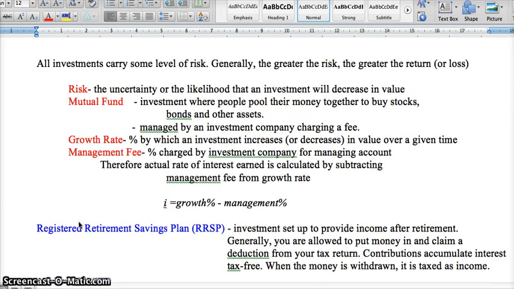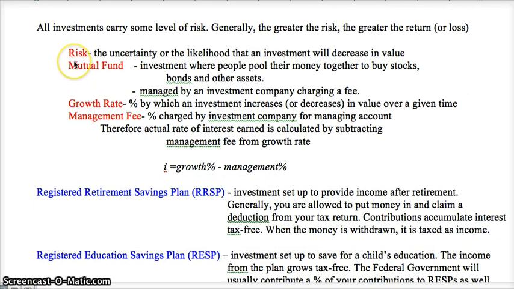What we need to remember is that all investments carry some level of risk. Generally, the greater the risk, the greater the return or loss. So a risk is the uncertainty or the likelihood that an investment will decrease in value. Mutual funds are investments where people pool their money together to buy stocks and bonds and other assets, and they're managed by an investment company charging a fee. A growth rate is the percent by which an investment increases or decreases in value over a given time, and the management fee is the percent charged by the investment company for managing your account.